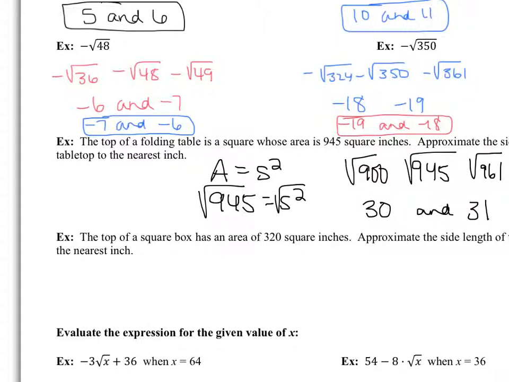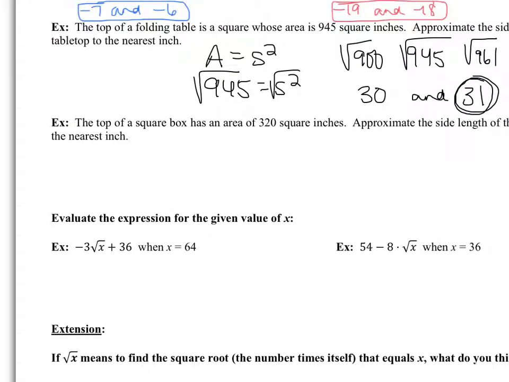The square root of 900 is 30, and the square root of 961 is 31. But since it asks us to approximate to the nearest inch, we pick the one that it's closer to, which is 31, because 945 is only 16 away from 961, whereas 945 is 45 away from 900. Pause the video, give this one a try, press play when you're ready to check your answers.